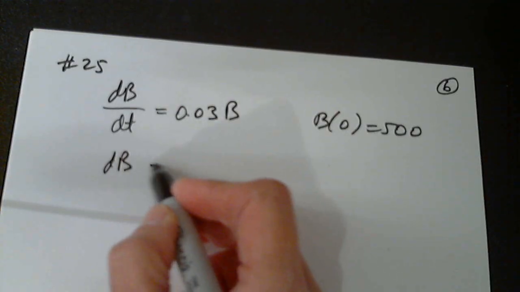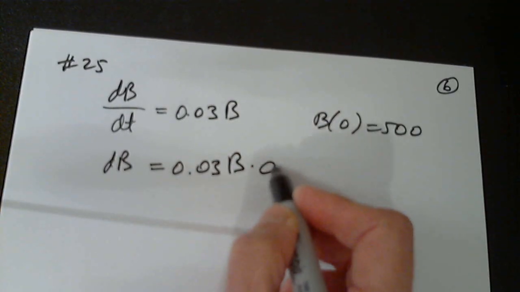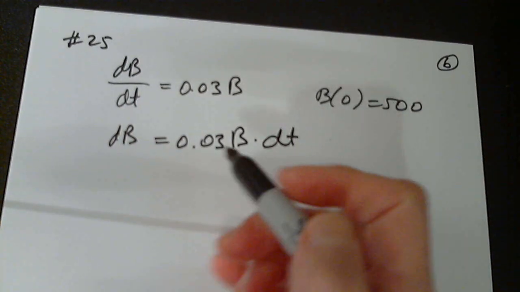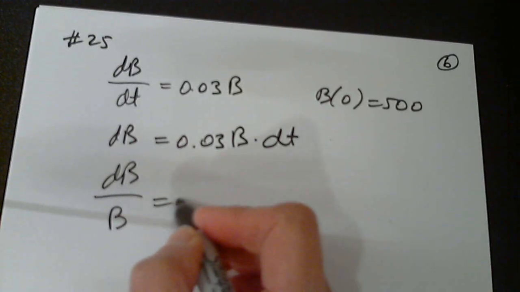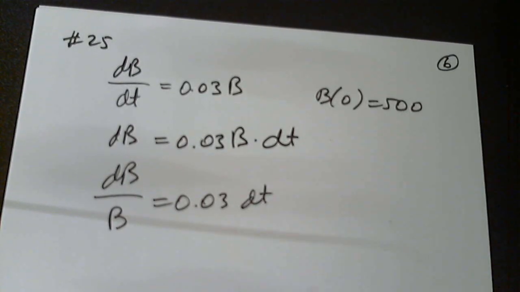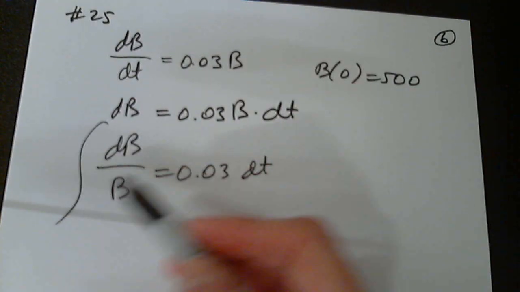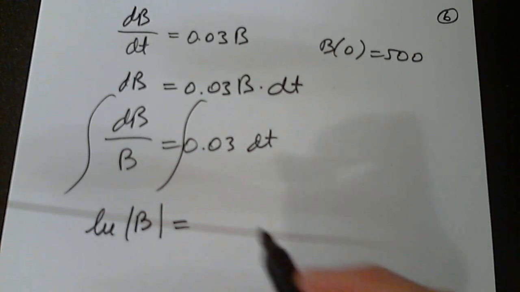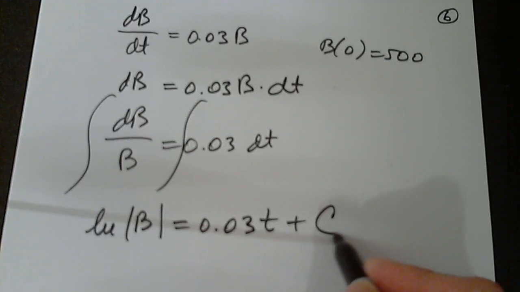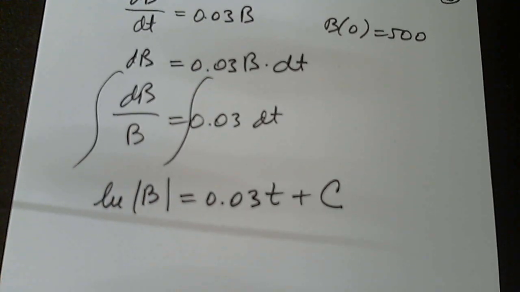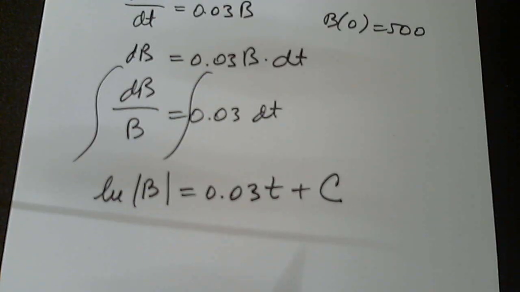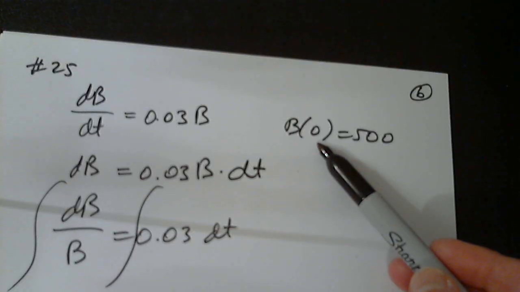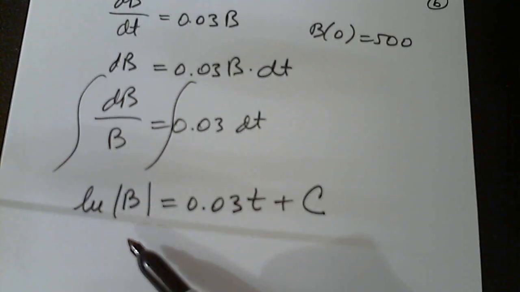Okay, perfect. Again, the same idea. So I have dB equals 0.03 b times dt. We're multiplying both sides by dt and dividing both sides by b, giving 0.03 dt. We're integrating both sides. Like before, we get natural log of the absolute value of b equals 0.03 t plus a constant c. So far, so good. This is the third identical example. But at this point, we are told when t is 0, the function is 500. But I haven't solved for the function yet.